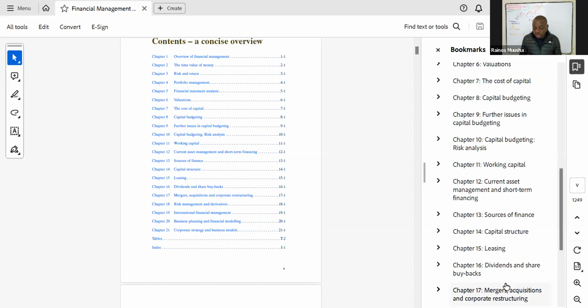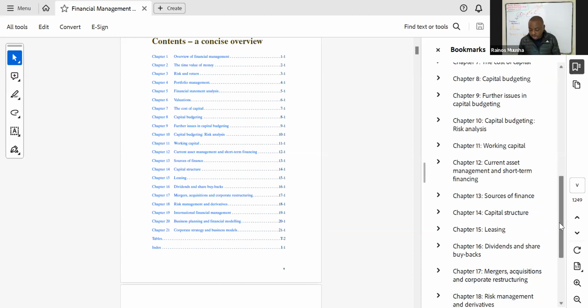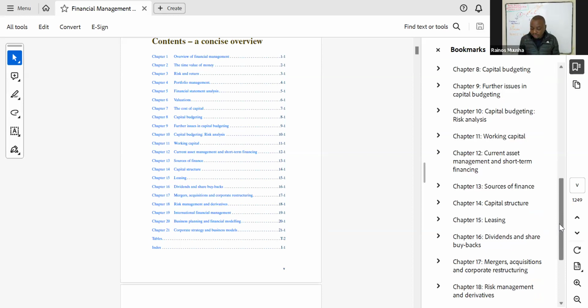So that's what you can expect when it comes to the chapter on leases. The next chapter is chapter 16, which looks at dividends and share buybacks.